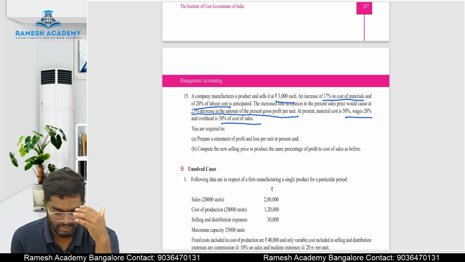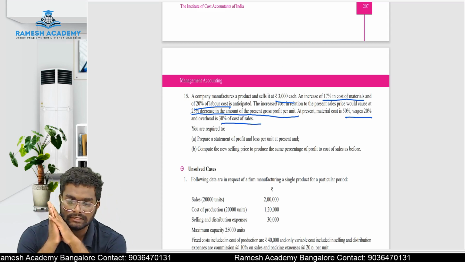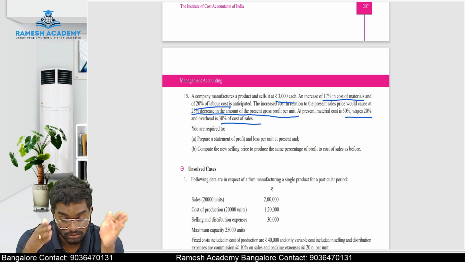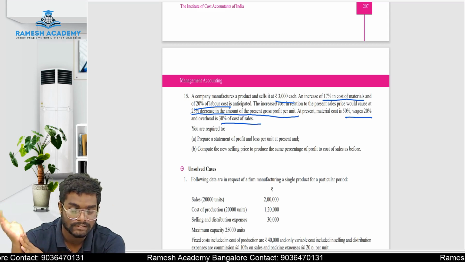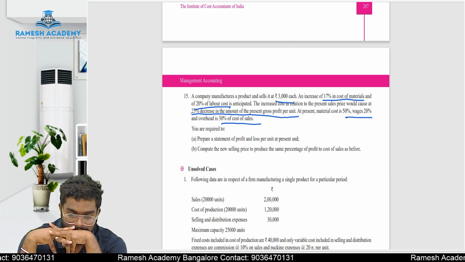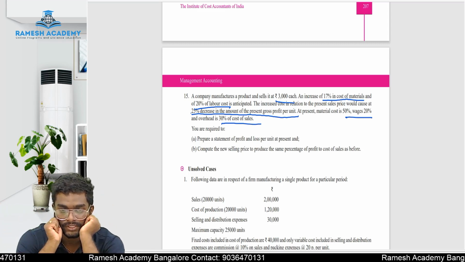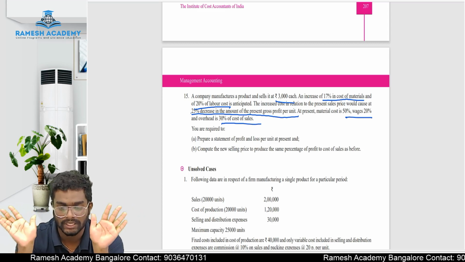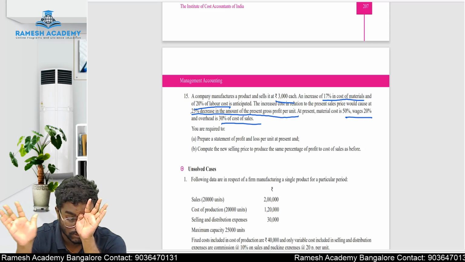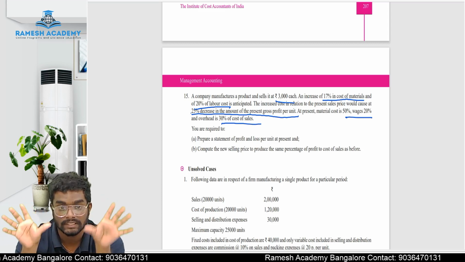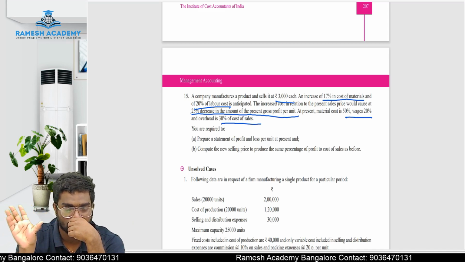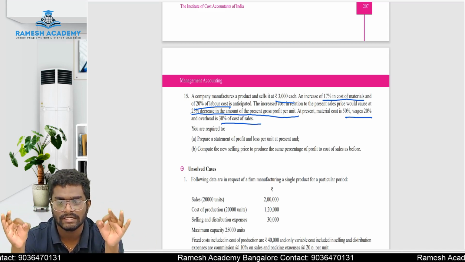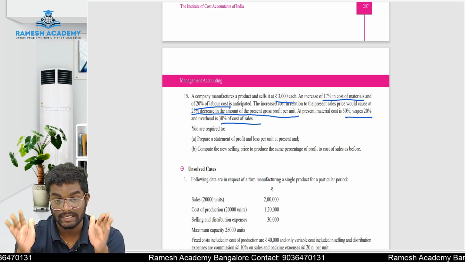Okay, so we have to analyze this question. First, they are telling that the price is 3000 and that at present the material cost is 50, wages is 20, overhead is 30% of sales, cost of sales. But have they given cost of sales in this question? No. That is the reason we will assume that the selling price is only the cost price in this particular question. If in exam they give profit, remove the profit and find the sales. But in this particular question, they have not given any information with relation to profit. That is the reason I am making an assumption.